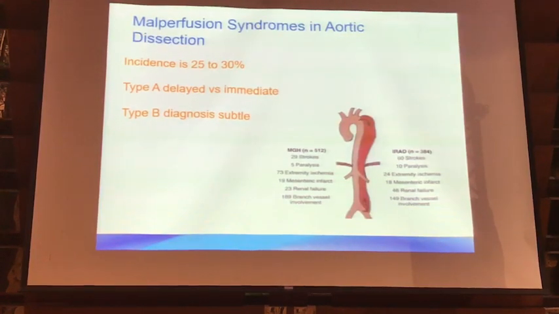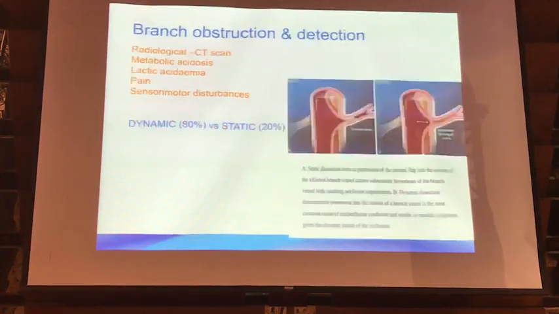I'm not going to talk much about malperfusion, because the incidence is high. In the type A situation, acute cardiac surgery will take care of most of it. But in type B, most of these are more subtle. As you see, in the IRAD data and also the Massachusetts data, the branch vessel problem accounts for probably half. But when they actually culminate in mesenteric infarct or renal failure, it is probably less than 10%.